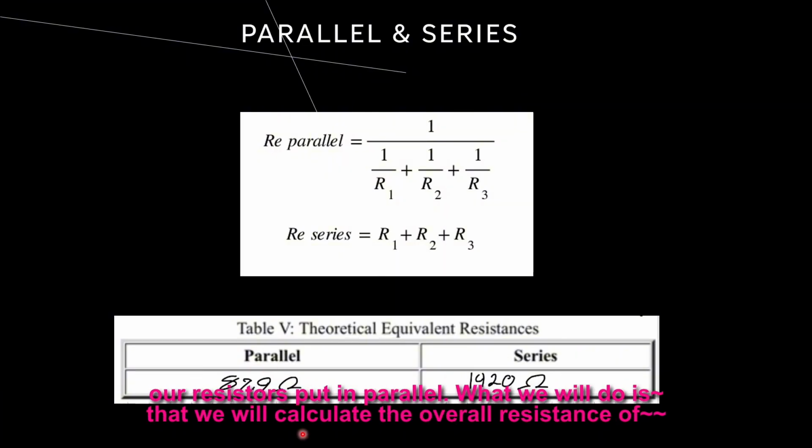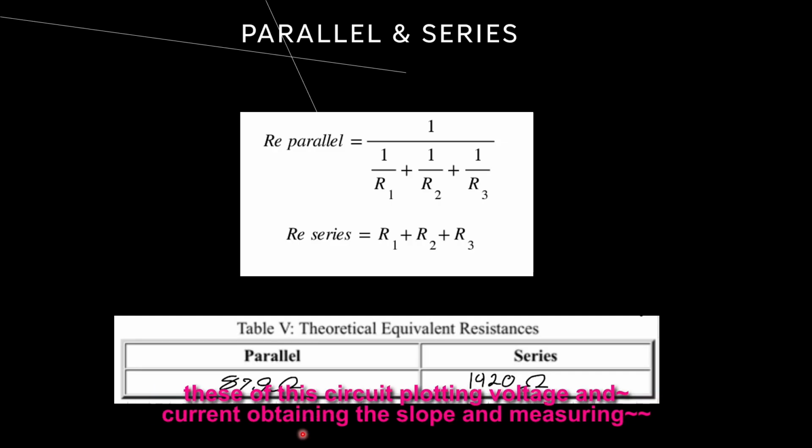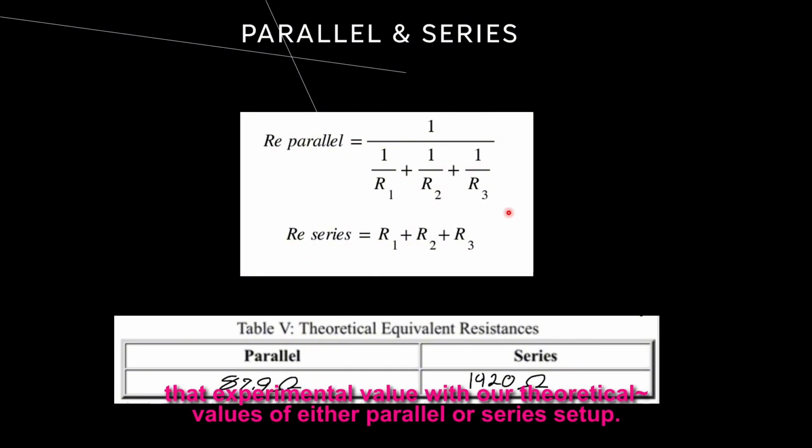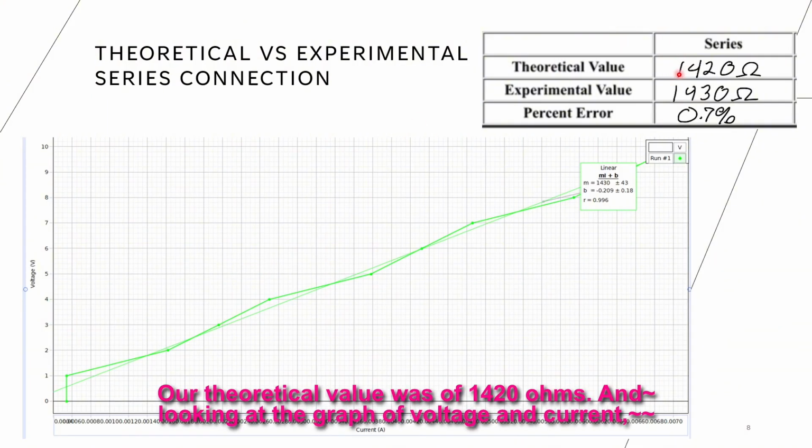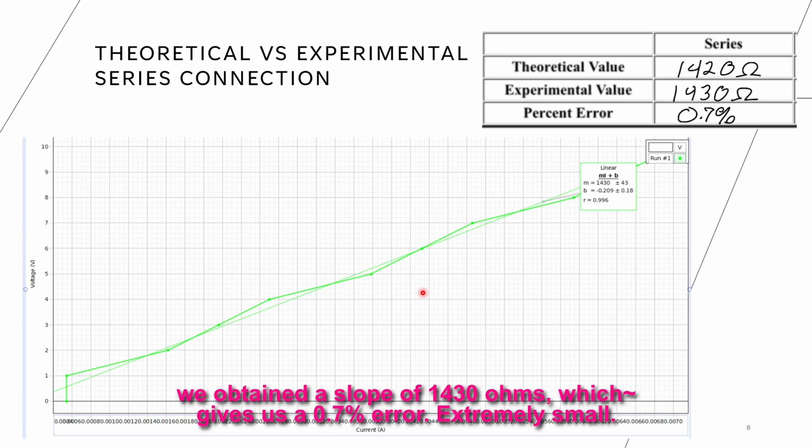What we will do is calculate the overall resistance of this circuit, plotting voltage and current, obtaining the slope, and comparing that experimental value with our theoretical values of either parallel or series setup. For the series connection, connecting each resistor one behind the other, our theoretical value was 1,420 ohms, and looking at the graph of voltage and current, we obtained a slope of 1,430 ohms, which gives us a 0.7% error, extremely small.